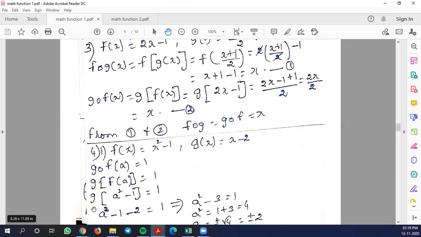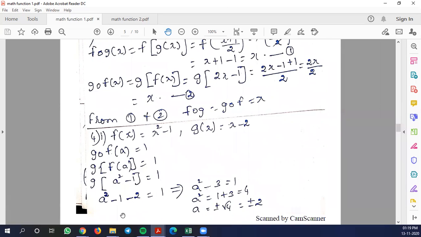Now, what is g of x? G of x is x minus 2. So, in the place of x, we have to substitute what? A square minus 1. This is only x now. So, a square minus 1 minus 2 equal to 1. That is a square, same sign, minus 3 equal to 1.